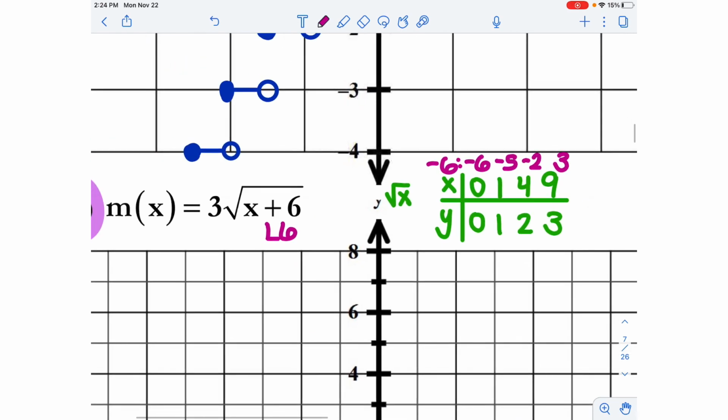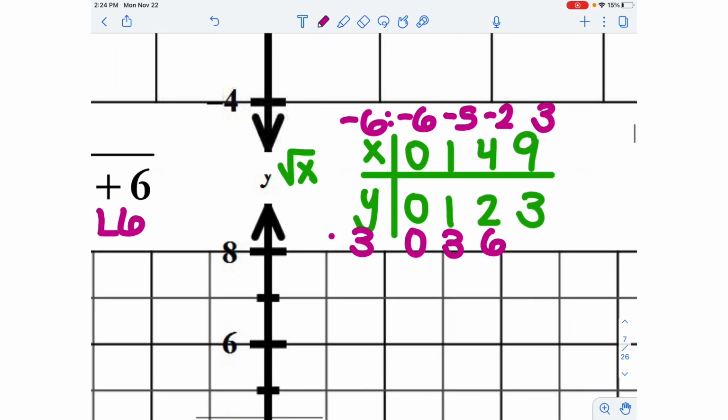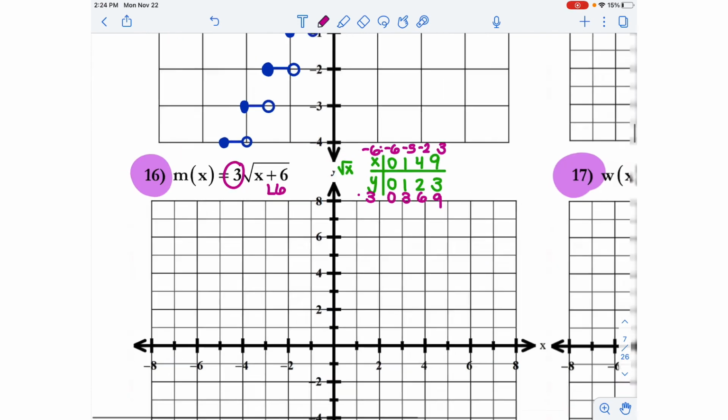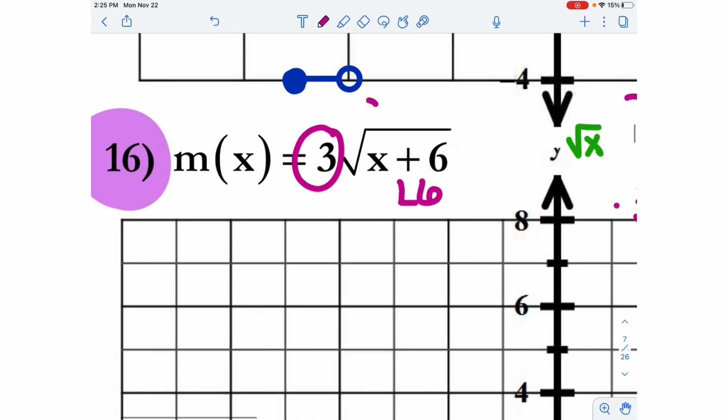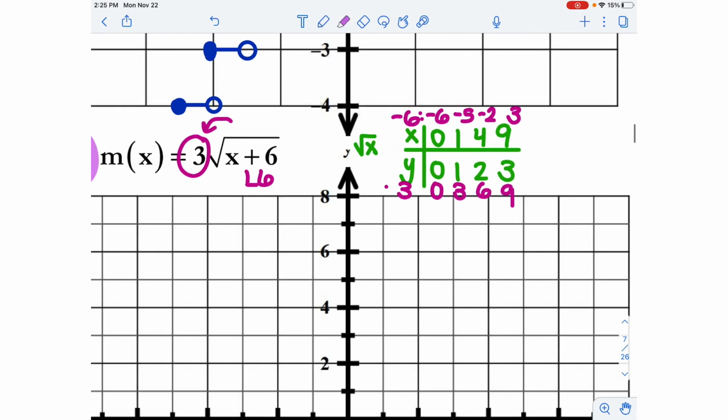And for my y values, I'm multiplying them by 3. So 0 times 3 is 0. 1 times 3 is 3. 2 times 3 is 6. 3 times 3 is 9. If you're thinking, why did you do that? Because of this 3 out in front. That 3 is being multiplied out in front, which means I take my y values and multiply them by 3. And I'm just going to plot my new points, which are these points.